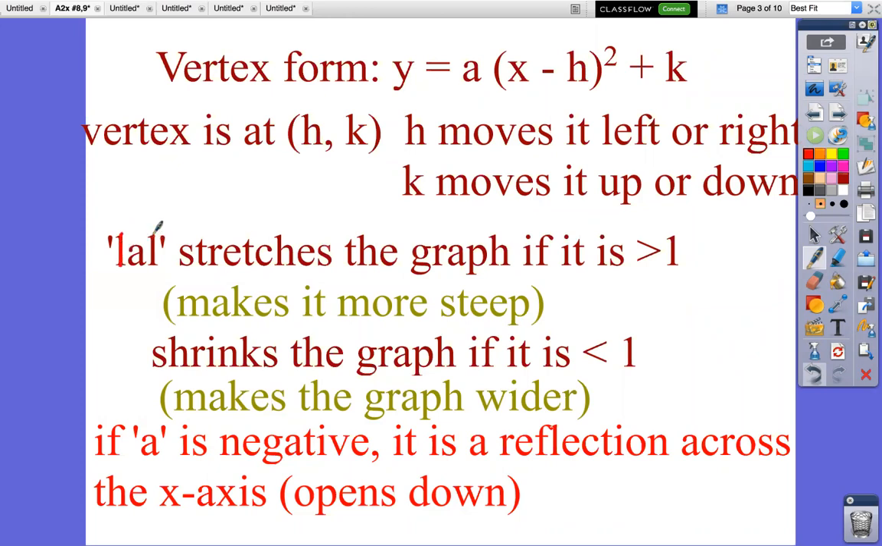So the absolute value of a, which means if I have a number like this, y equals 2 (x minus 1) squared plus 3, if that a value is greater than 1, the absolute value of a is greater than 1, it's still being stretched, which means it's going to go up quicker. It's going to look something like this. If it's a fraction, like 1/2, it's going to be wider, or it's going to look something like this.